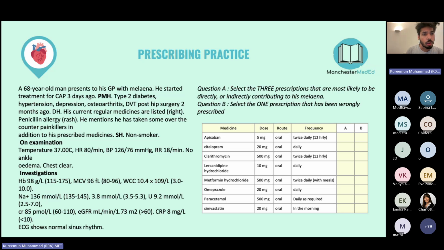Investigation wise, you look at the bloods, they look fine. ECG is normal as well. For that question, they want you to select three of the prescriptions that are most likely to directly or indirectly contribute to melena. And secondly, select the one prescription that has been wrongly prescribed. So just put the answers in the chat, which one you think.